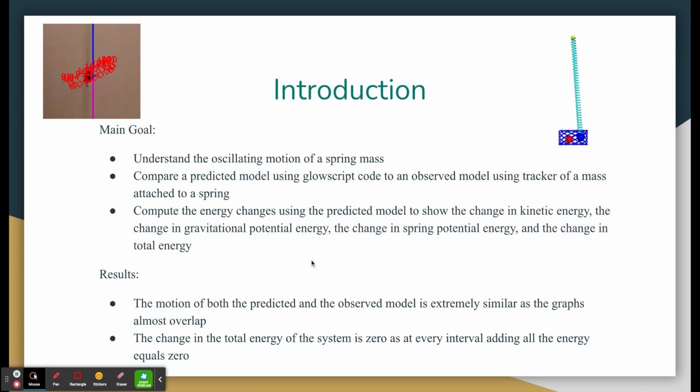From the results, a little preview is that there are extremely similar graphs for the predicted versus observed motion. In addition, with the predicted motion, we found that the system would not lose any energy at each interval: the total of the kinetic, the gravitational potential, and the spring potential would all equal zero.